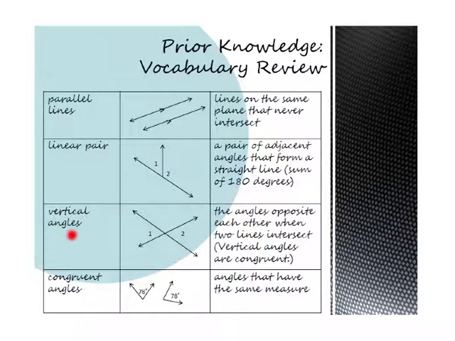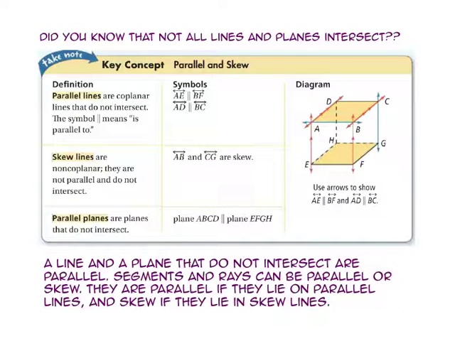Vertical angles are the angles opposite each other when two lines intersect. Here, your vertical angles are always congruent. Congruent angles are angles that have the same measure. Did you know that not all lines and planes intersect?